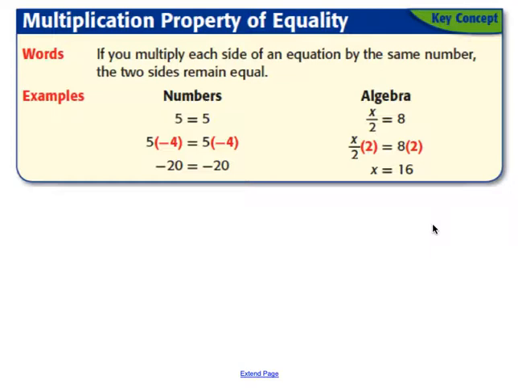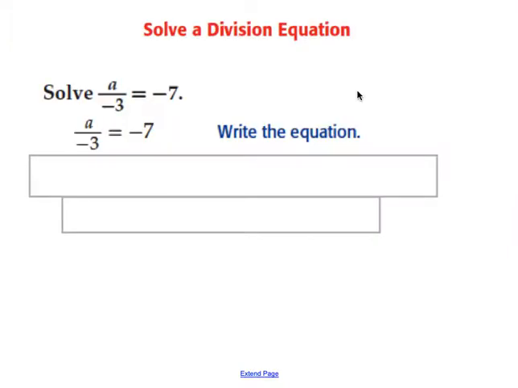So just like we had the addition and subtraction and division property of equality, we also have the multiplication property of equality, saying that we can multiply either side of an equation by the same number without changing the equality of the expression. So we'll use that when we're solving division equations.